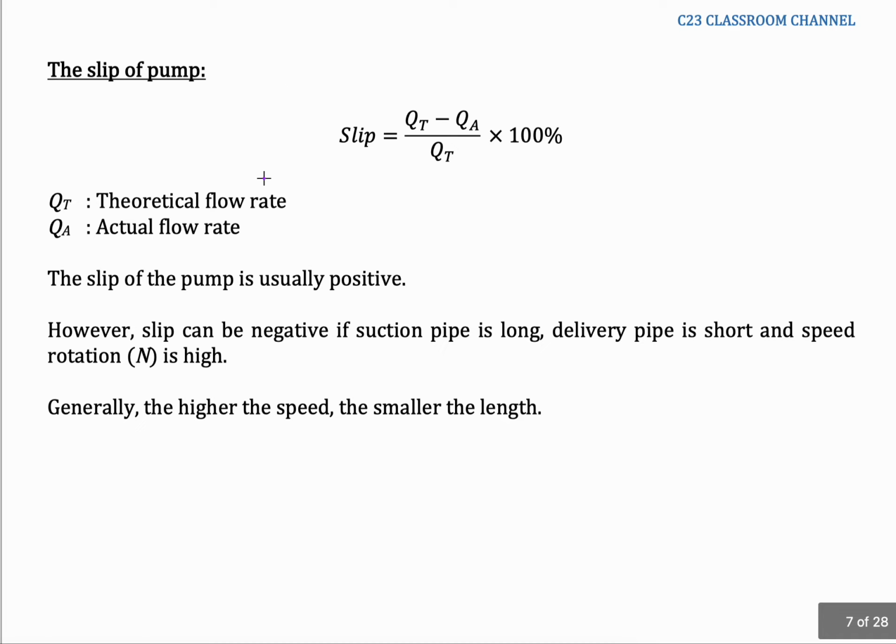The slip of the pump can be calculated with this equation, which is QT minus QA divided by QT, and we multiply by 100% to get the percentage. QT is the theoretical flow rate, and QA is the actual flow rate. If we calculate this, we get the slip of the pump.